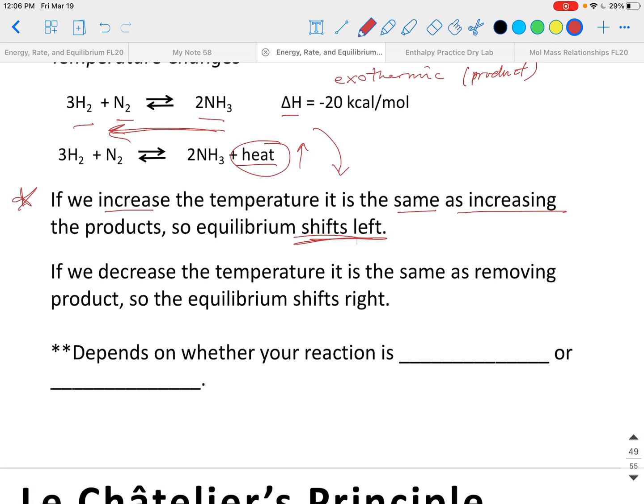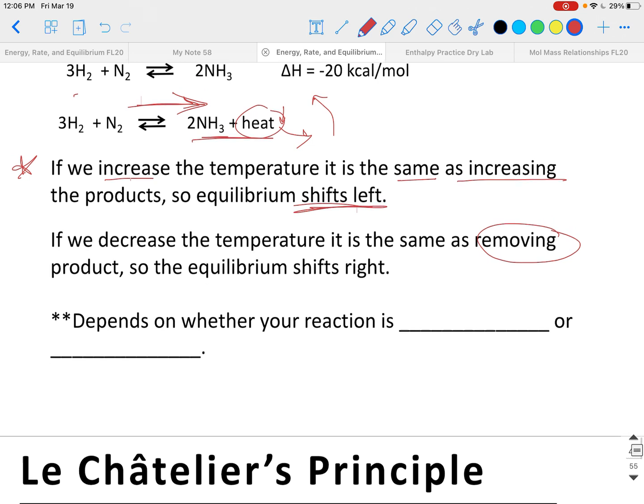If we decrease the temperature, it is the same as removing a product. So what is that going to do? If we take some of this away, if we decrease it, okay, now it's like the scale. Equilibrium is going to shift right to replace the thing we take away. If you like the scale analogy, when you take some of that away, you made this side lighter. So that's like we tip the scale up that way. So we've got to run the forward reaction to replace some of that heat and get that side back down.